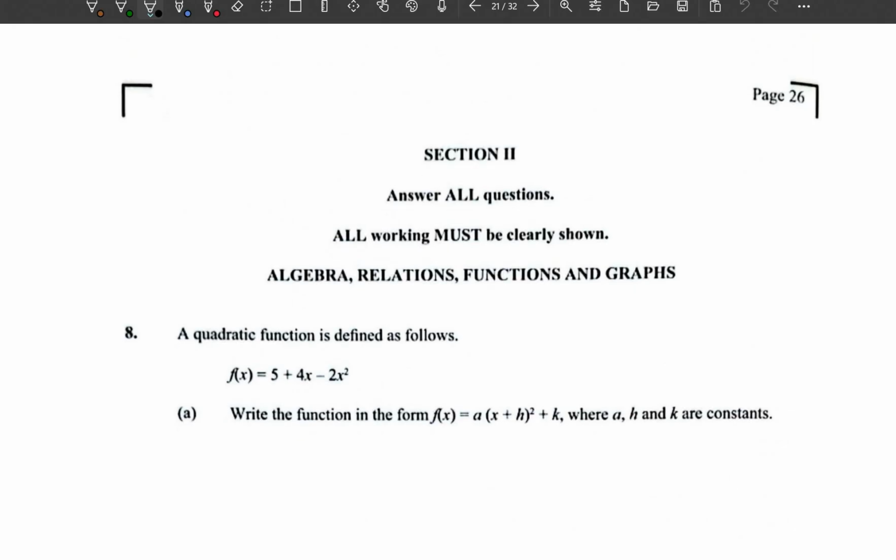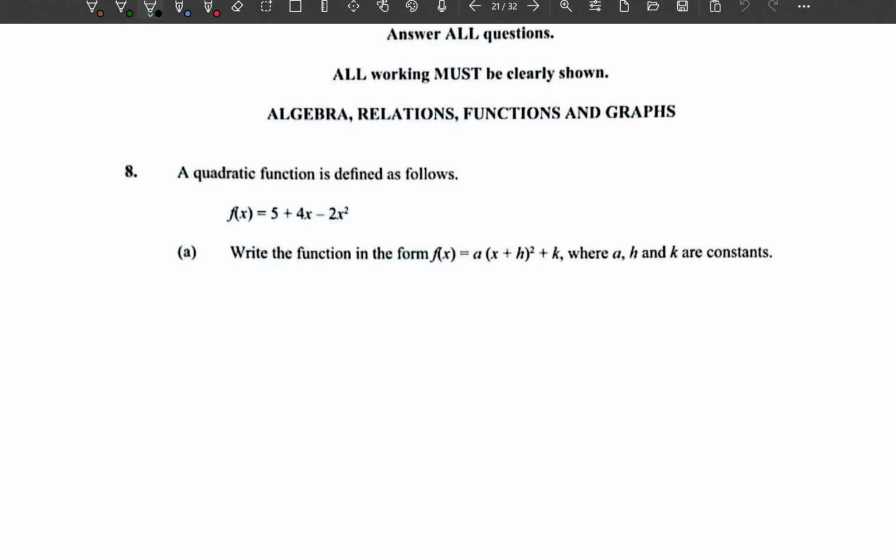Part 8, we have a quadratic function defined as follows.